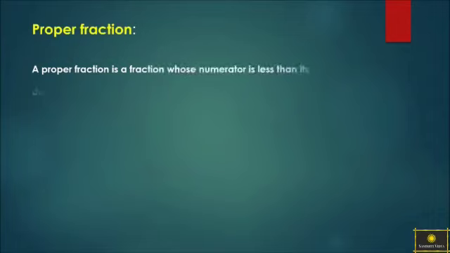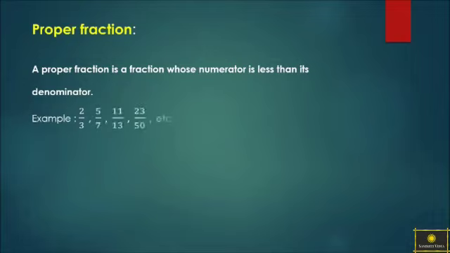Let's learn what proper fractions are. A proper fraction is a fraction whose numerator is less than its denominator. For example, 2 divided by 3, 5 divided by 7, 11 divided by 13 and 23 divided by 50, etc. Proper fractions are fractions which are less than 1.